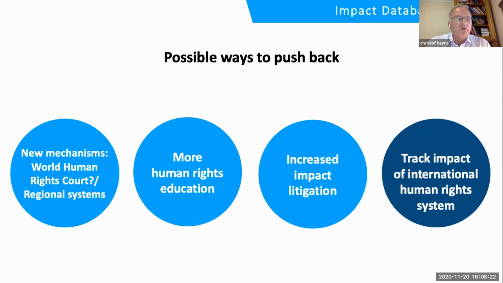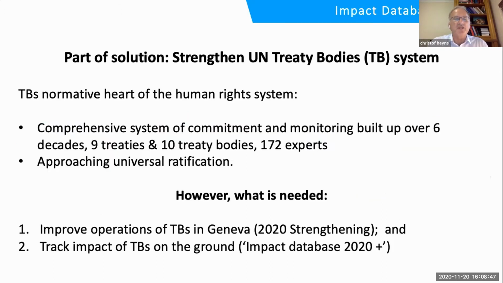New mechanisms could be created. There are those who advocate for a World Human Rights Court, or more focus on regional systems, more human rights education, impact litigation. But the part that I want to focus on, and that I think this project focuses on, is the need to track the impact of the international human rights system, and in particular of the treaty bodies, and to establish to what extent we have the big picture of the influence that it has. So part of the broader solution is to strengthen the UN treaty body system.